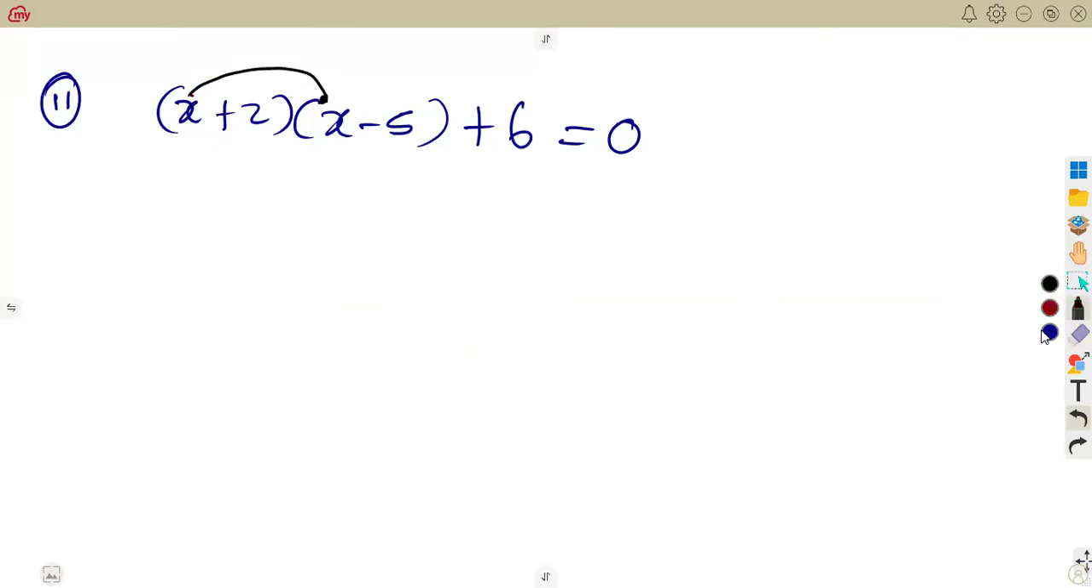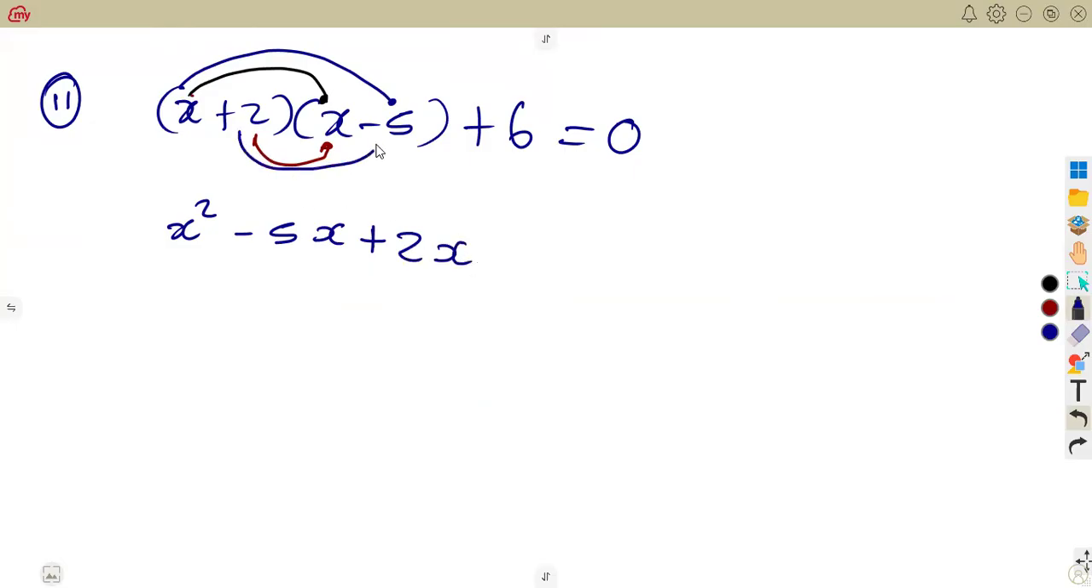So that is x and x. Remember this? We're going to have x squared. The x times minus 5 is going to give us minus 5x. All right, we move on to the 2 and the x. So 2 times x is going to give us a positive 2x. A 2 and a minus 5 is going to give us a negative 10, plus a 6, which we are given already. There's a 6 there. That's equal to 0.